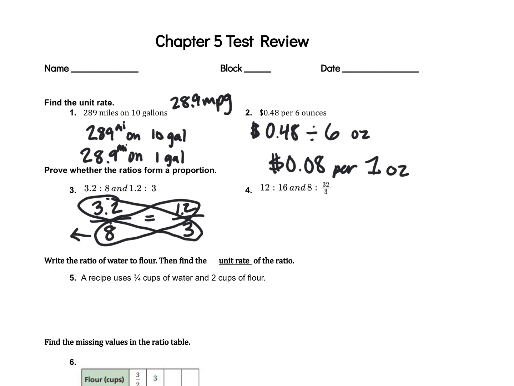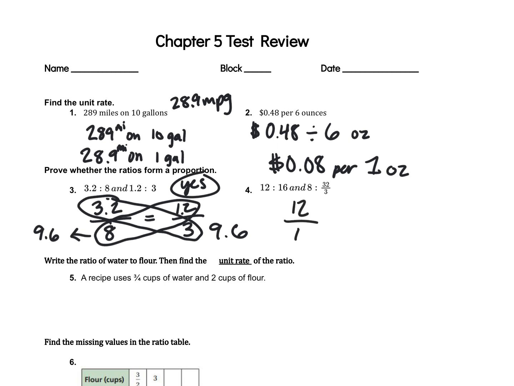8 times 1.2 results in 9.6. 3.2 times 3 is also 9.6. Since they match, we would say yes, it forms a proportion.